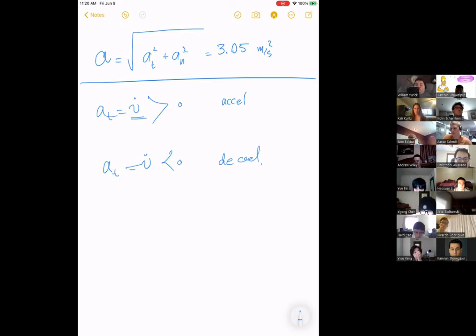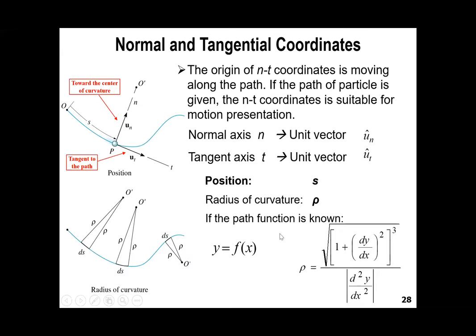Now, the problem says the velocity is 10 meters per second and increases at the rate of 3 meters per square second, right? That rate is your V dot and is positive. Yeah, thank you. Any other question? Okay, let's go back to the slides and do one more problem.